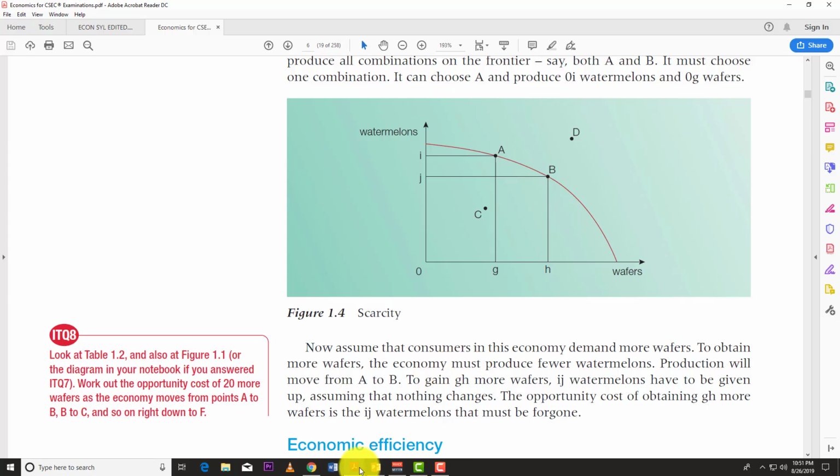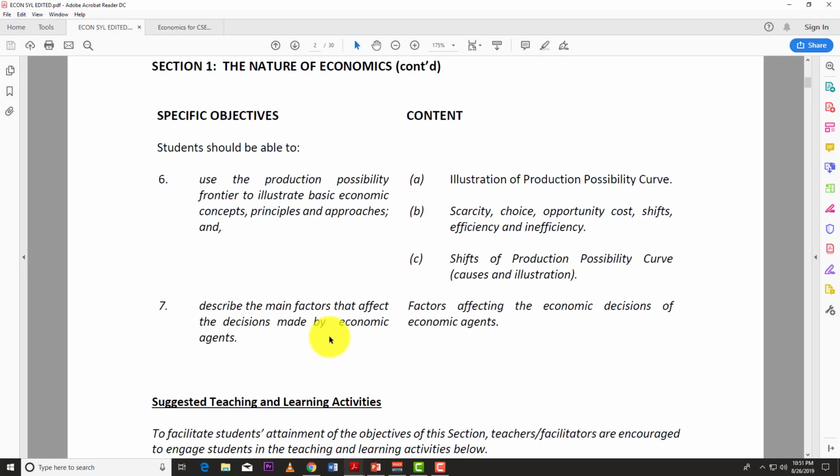The next one is going to be on Objective 7, Section 1 in the economics syllabus: factors affecting the economic decisions of economic agents. And we said there are basically three economic agents: the household, the firm, and of course the government. So next time we're going to look at Objective 7.